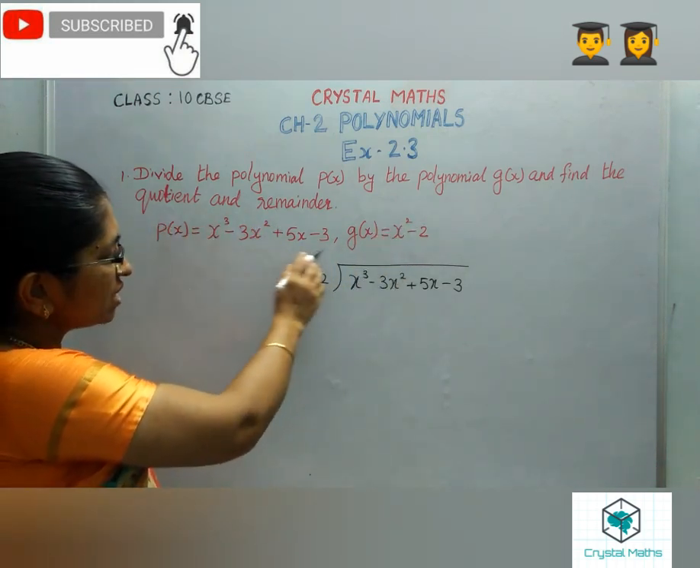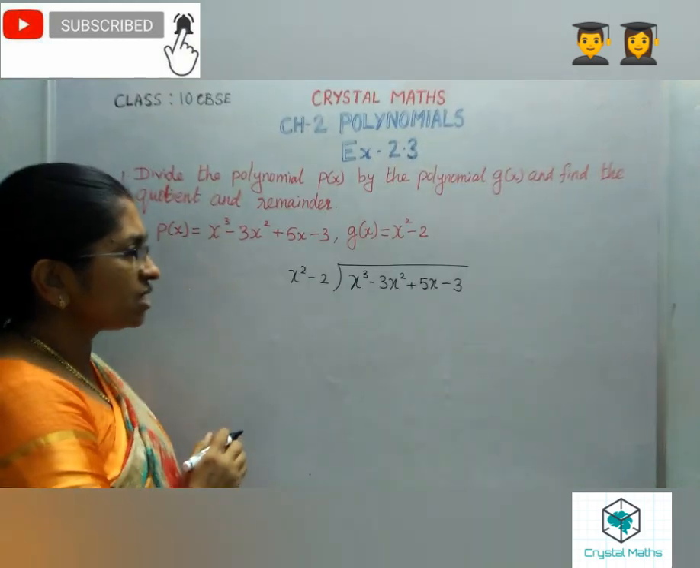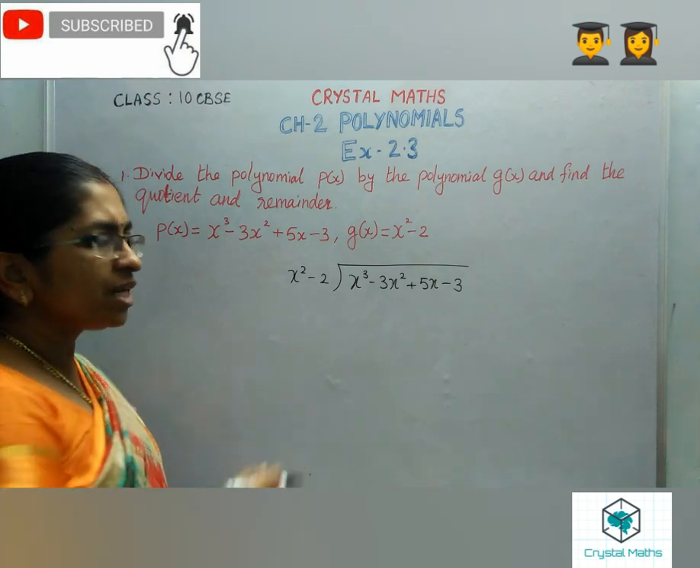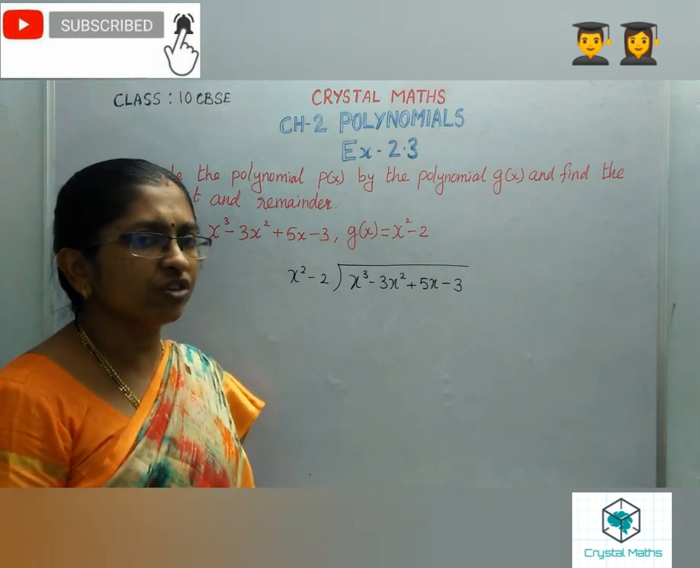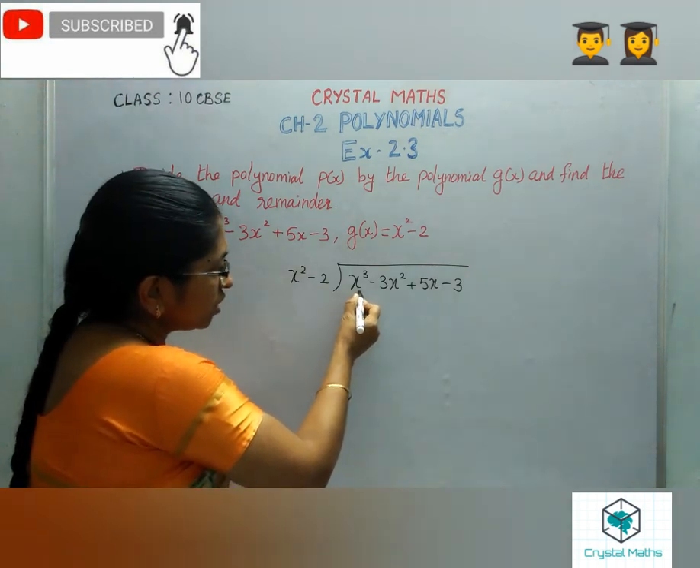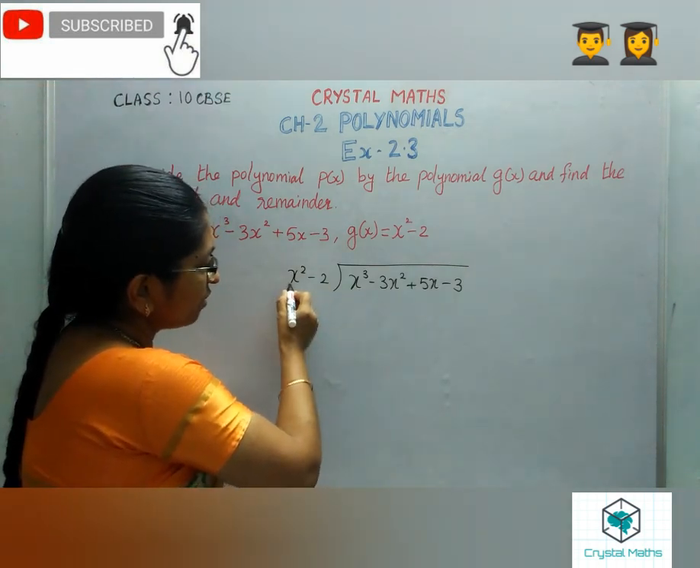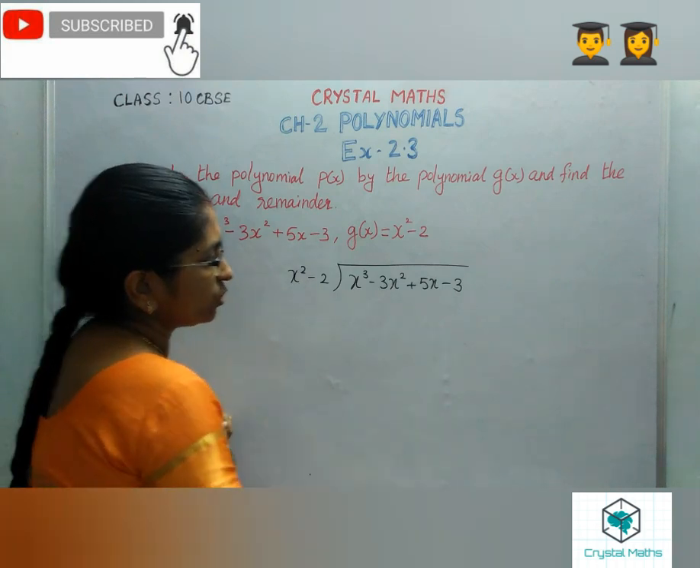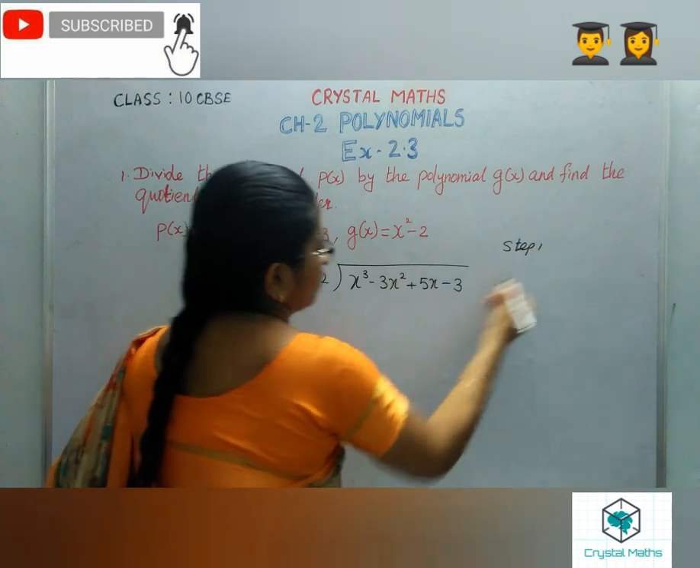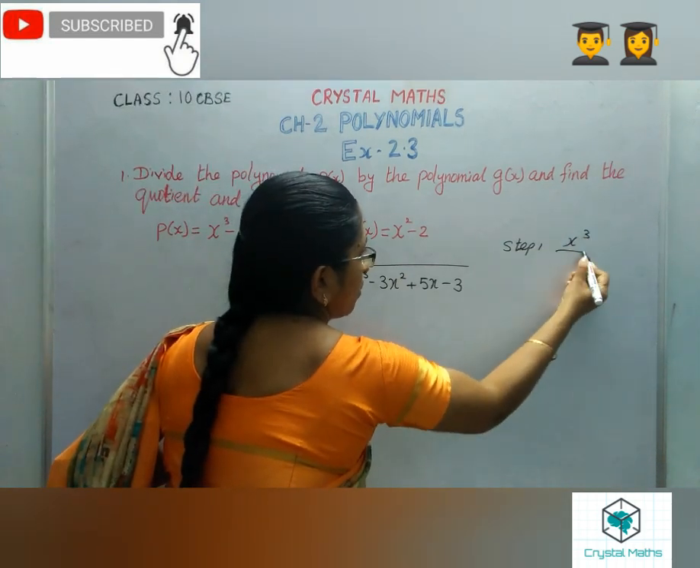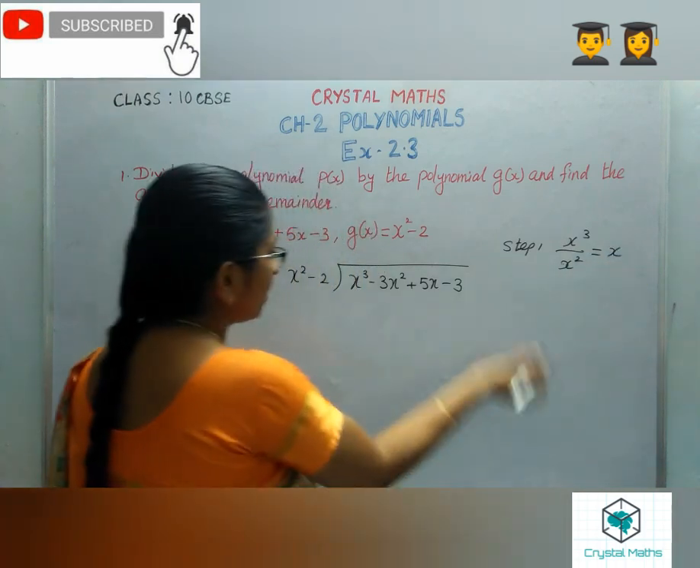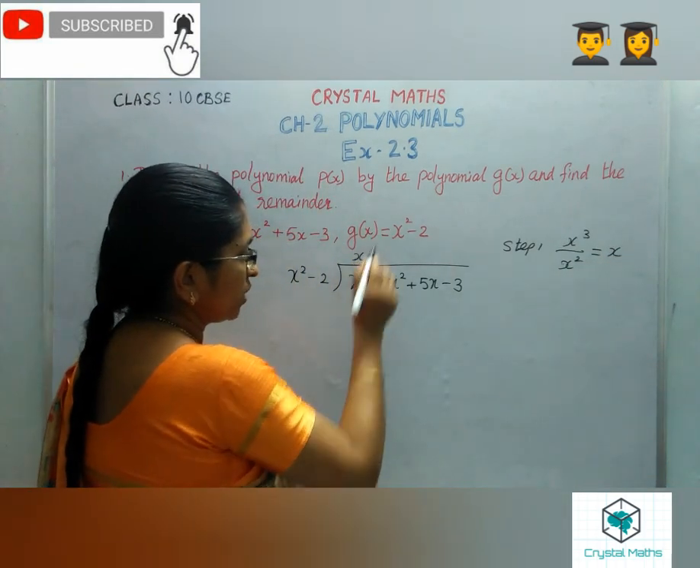Here p of x is given in this way and g of x is given as x square minus 2. Let us use the normal long division method. For the long division method, we should divide the first term of p of x by the first term of g of x. That is our step 1. x cube by x square, the answer we are getting is x. That we need to write in quotient place.